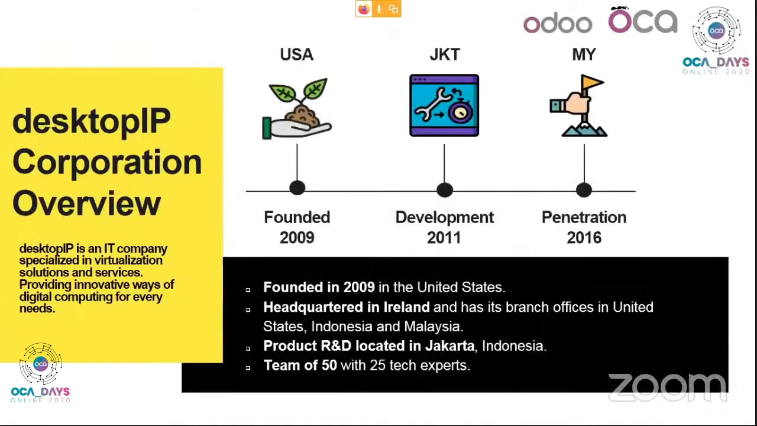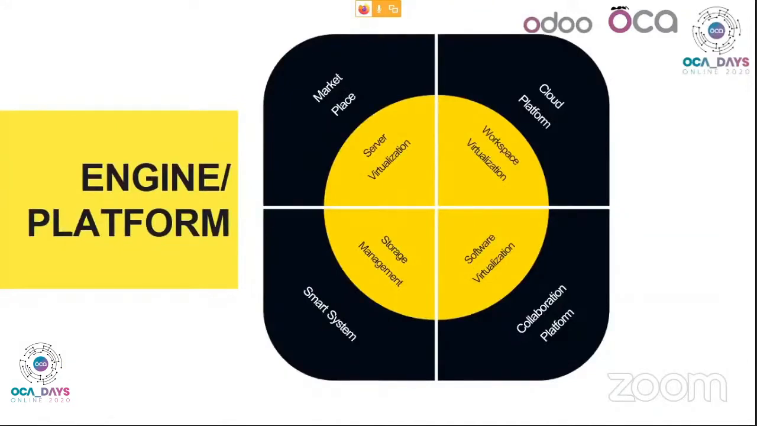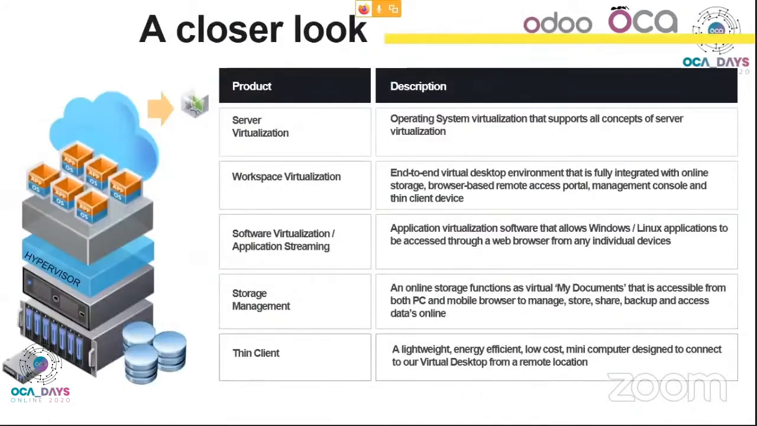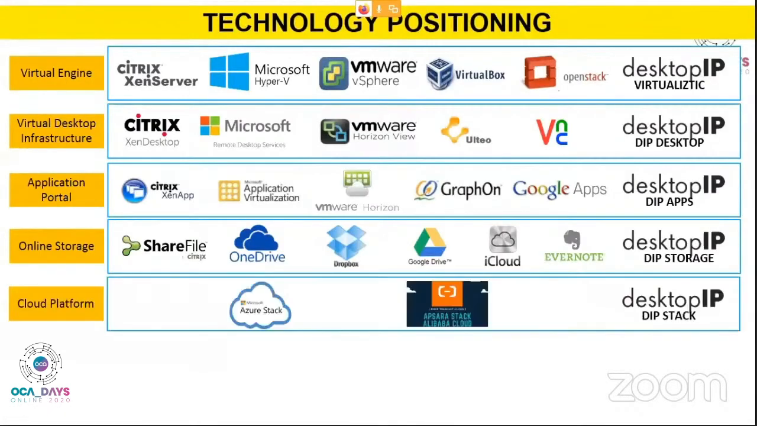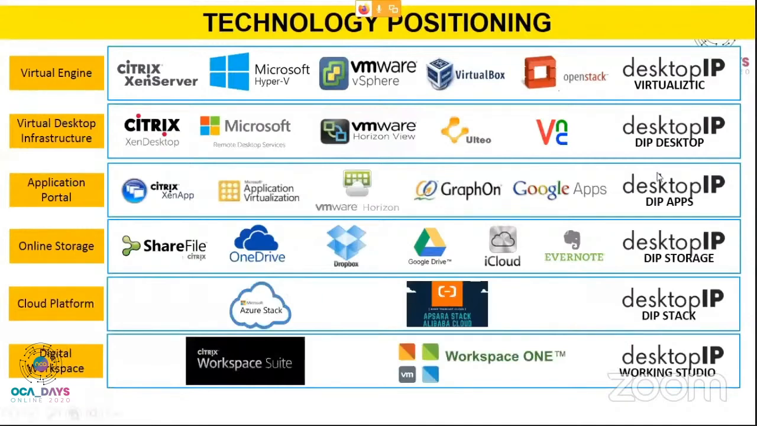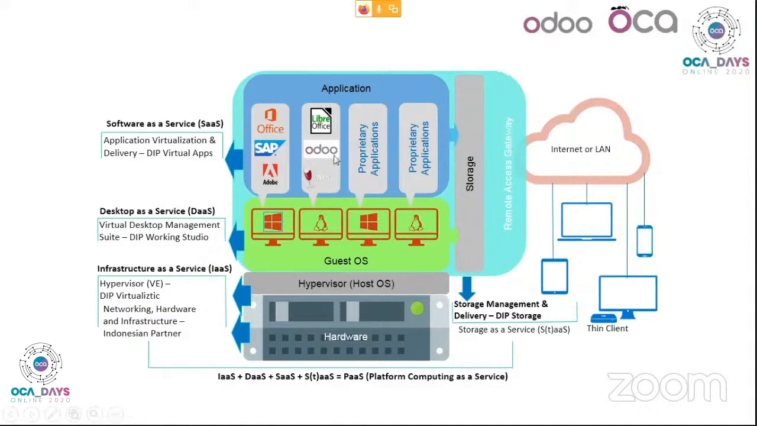Now, how about the business? In this top purpose of review, it is about the desktop IT corporation. This is about the engine platform. And then there is cloud, server virtualization, workstation virtualization, storage, and etc. And then this is the product suite. This is for the Linux application. This is about the technology positioning. This is the desktop. Now, we deploy this especially for Odoo.